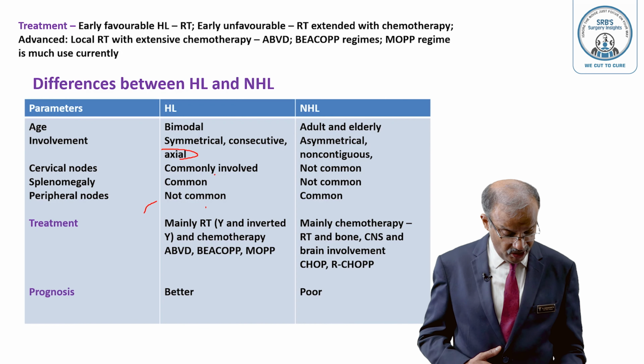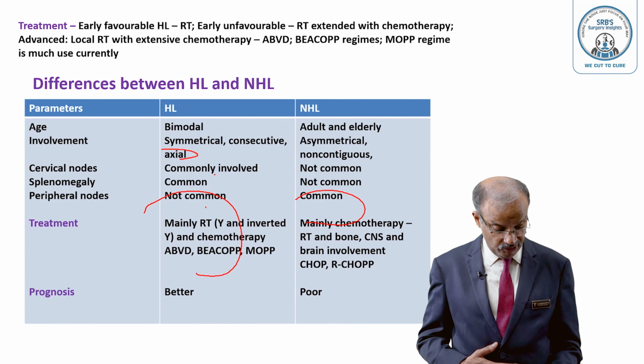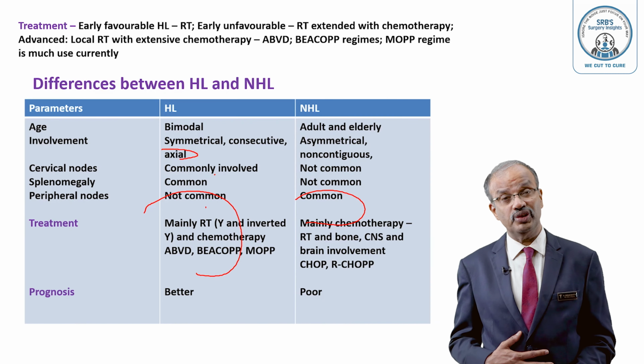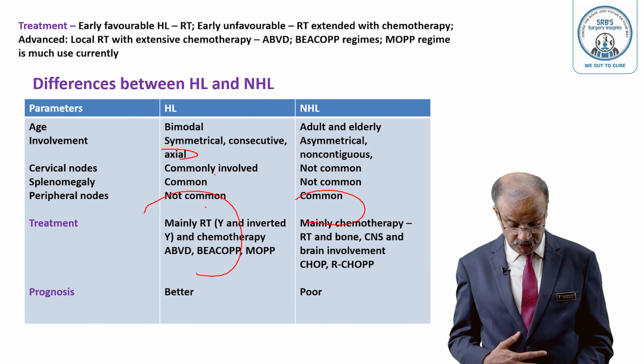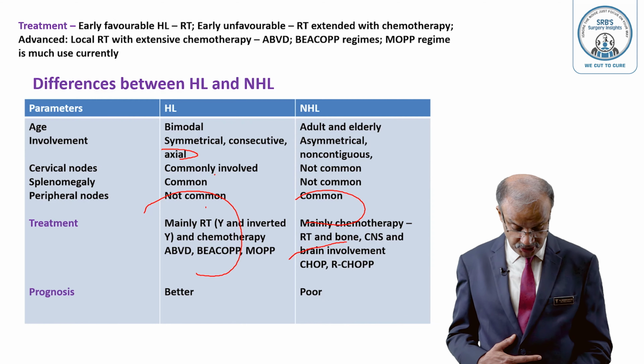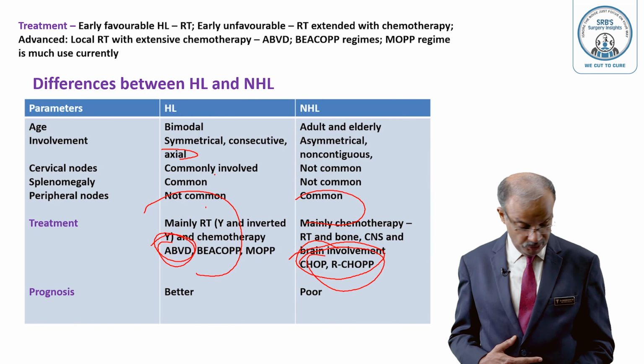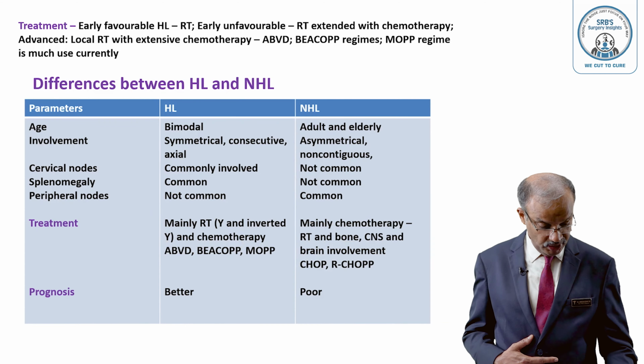Treatment here is mainly RT, and here mainly chemotherapy; later of course we'll add on to chemotherapy. Mainly chemotherapy; RT is for bone, CNS, and wide stage 4 disease. CHOP regimen is very commonly used, and rituximab is commonly used here. Here mainly ABVD. ABVD, CHOP or R-CHOP is used here.